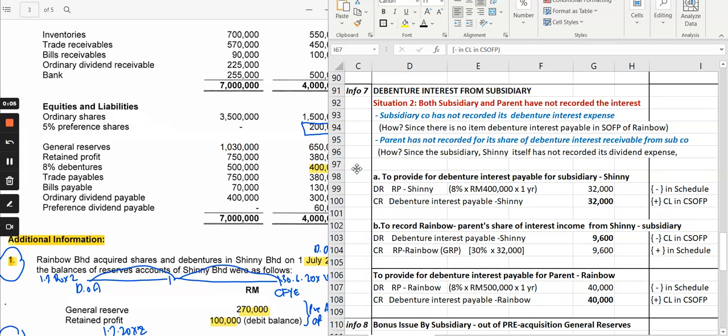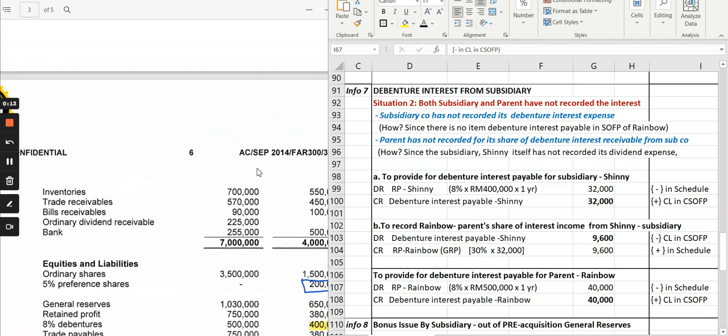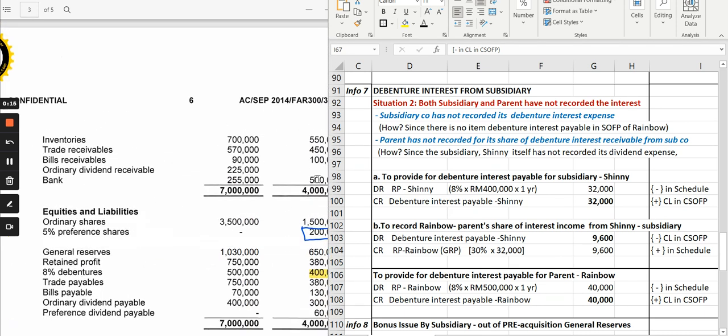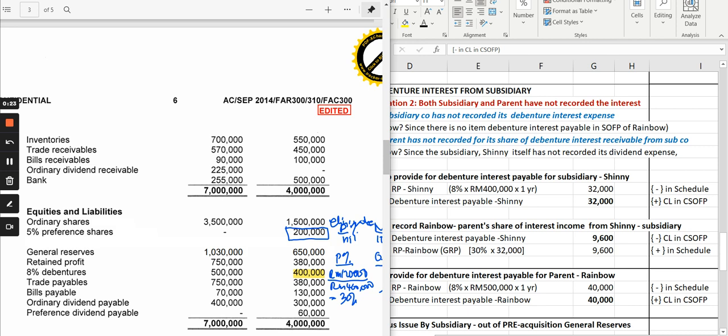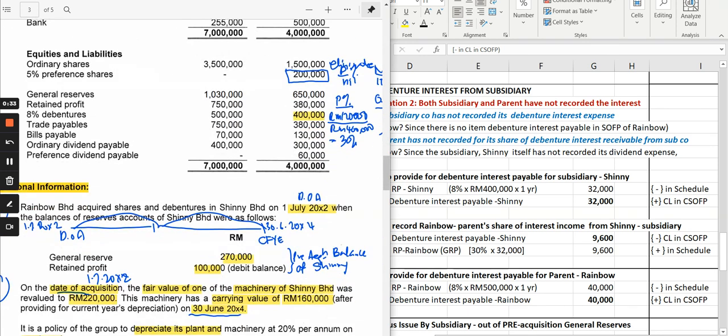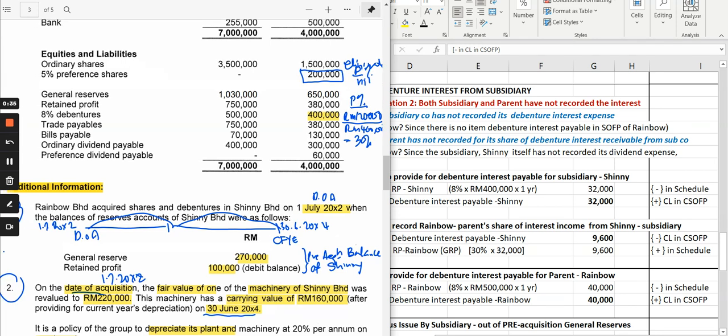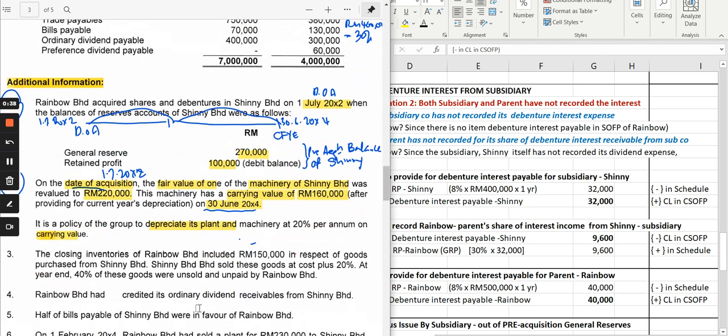This is the second video dealing with the presentation and preparation of the Consolidated Statement of Financial Position, and we are using the question from September 2014 that has been edited to suit the current requirement of the MFRS that are being used, and also relevant to the IFRS used, which is IFRS 10 and IFRS 3. We are dealing with the consolidation adjustment for the additional information provided. We are now in additional information number 3.